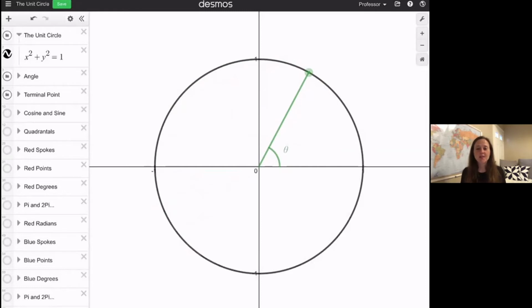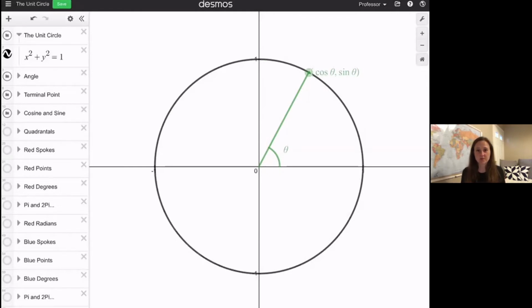And that terminal point is incredibly important. The terminal point is how we define our sine and cosine trigonometric functions. All right, so once you have found that terminal point, the x-coordinate tells you what the cosine of that angle is, and the y-coordinate tells you what the sine of that angle is. So our main goal today is to get coordinates of lots of different angles written down, their terminal points on the unit circle.